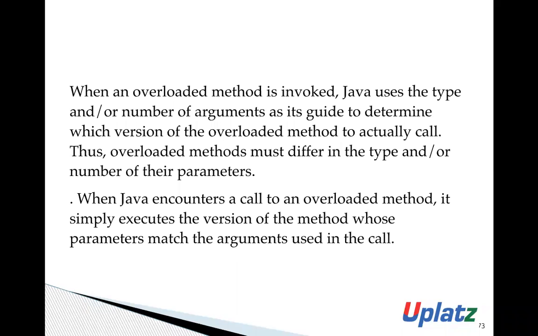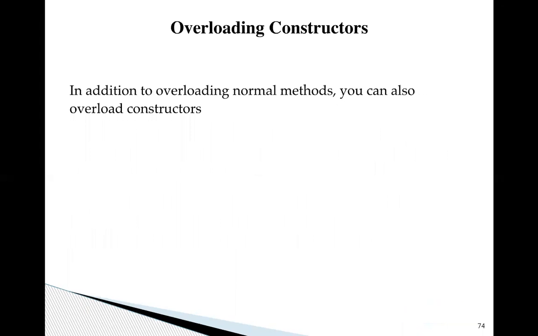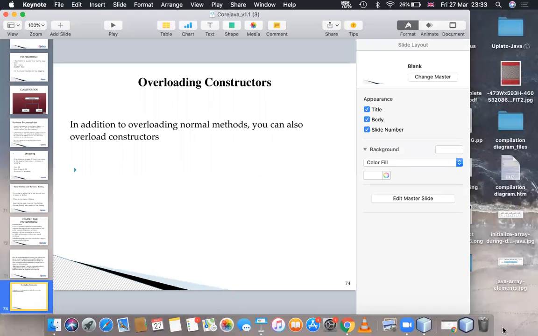When an overloaded method is invoked, what is meant by invoke? Called. Java uses the type or number of arguments as its guide to determine which version of the overloaded method to actually call. Thus, overloaded methods must differ in the type and or number of their parameters. So let us do one program to understand the same. Let me move on to my NetBeans.